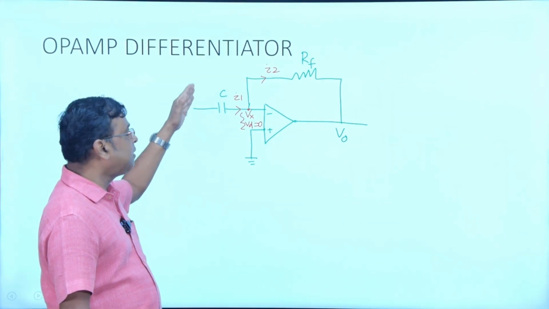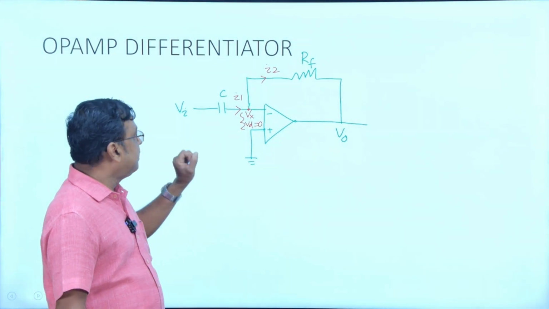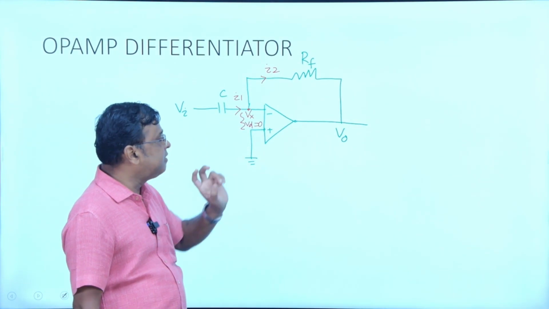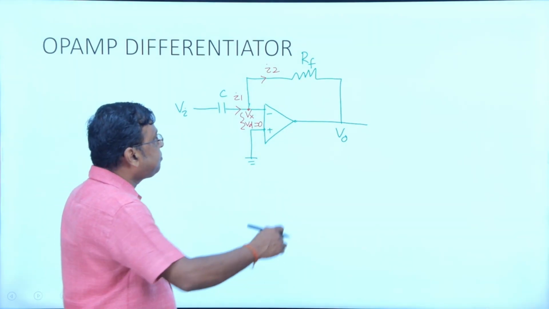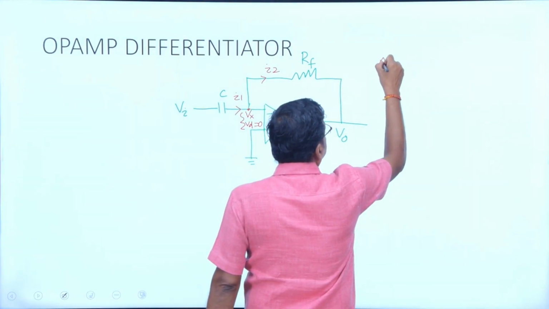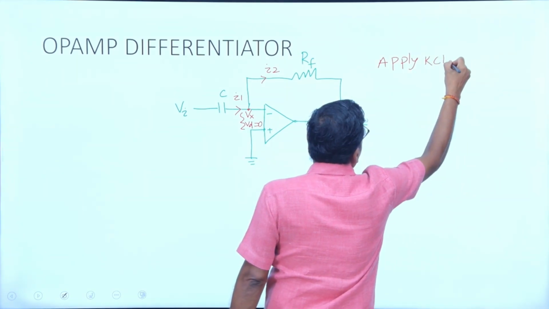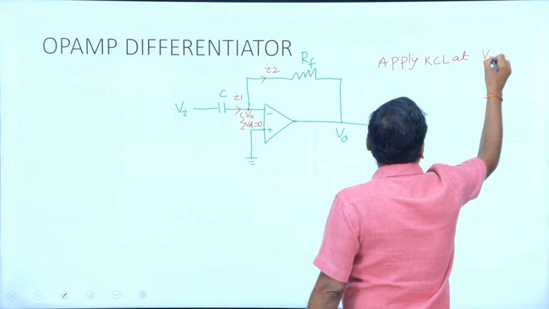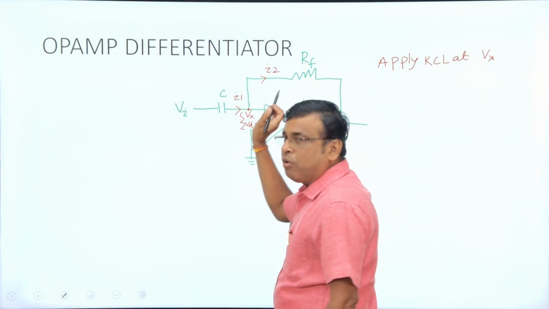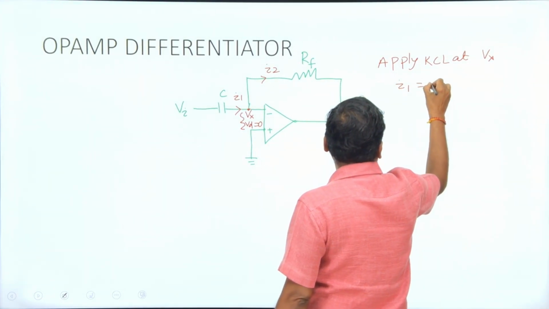The previous application of the operational amplifier was the op-amp summer. Summer means more than one input applied to the inverting terminal. Here there is a capacitor and here there is a resistor. Suppose this current is I1 and this current is I2. As usual, same process: apply Kirchhoff's current law, KCL, at this node, let it be Vx. Incoming current equals outgoing current, so I1 equals I2.